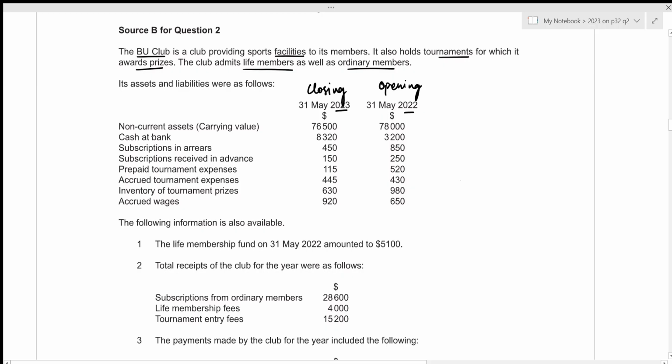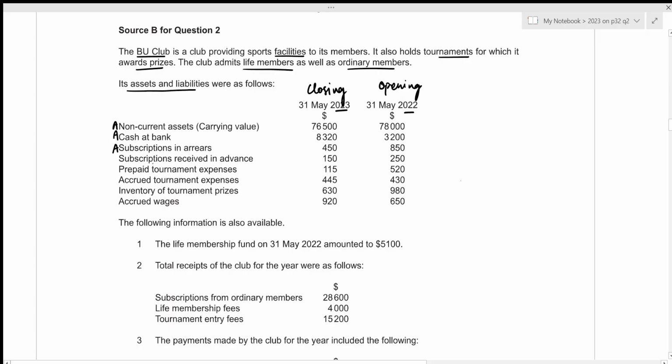Alright, we're given the non-current assets, carrying value, that's the net book value. We're given the cash at bank, subscriptions in arrears, subscriptions received in advance. These are the assets and liabilities. So let's categorize whether or not it's an asset or liability. So this is a non-current asset. Cash at bank is definitely an asset. Subscriptions in arrears just means that we are yet to receive this income. So this is the receivables, which will be a part of our assets.